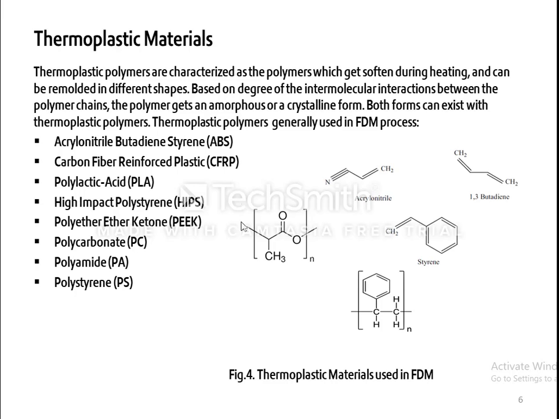Thermoplastic materials can be characterized as polymers which get softened during heating and can be remolded into different shapes. Based on the degree of the intermolecular interactions between the polymer chains, the polymer gets an amorphous or a crystalline form. Both forms can exist with thermoplastic polymers. There are different types of thermoplastic polymers used in the FDM process, and some of them are acrylonitrile butadiene styrene ABS, carbon fiber reinforced plastic CFRP, polylactic acid PLA, high impact polystyrene HIPS, and some others are PEEK, PC, PA and PS.